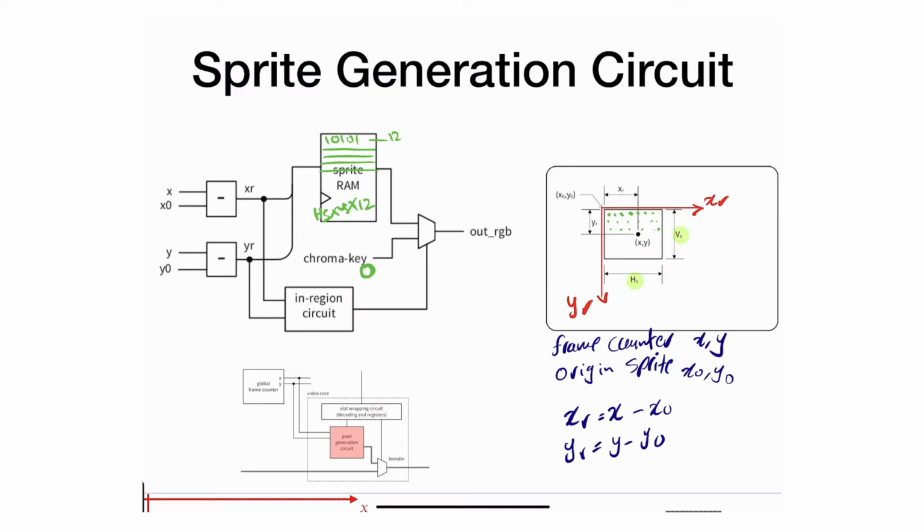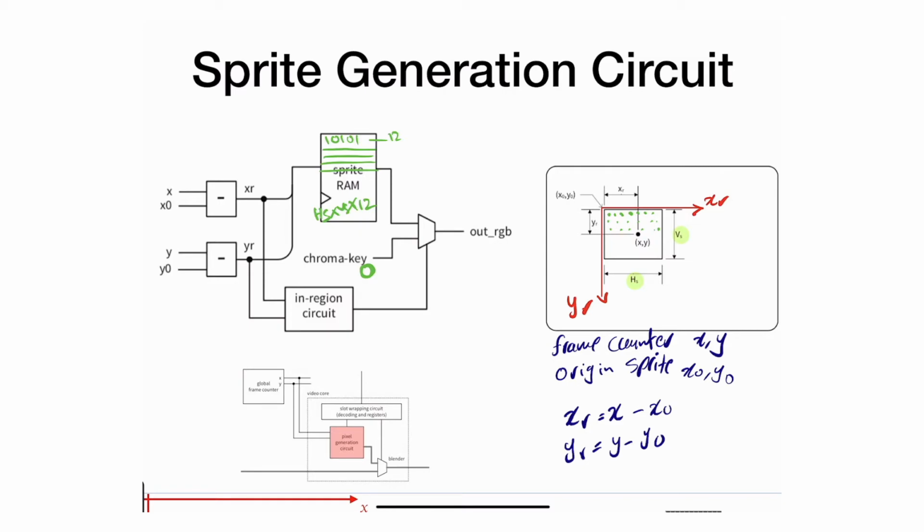Okay, so how do we decide that? Well, the multiplexer decides that, but what decides whether I should read the RAM or should be out? What we call an in-region circuit just tells me if your global frame counter, which is X and Y, remember we have the pixels for the VGA over there, is somewhere within that particular sprite. That region circuit will tell me I am in it.